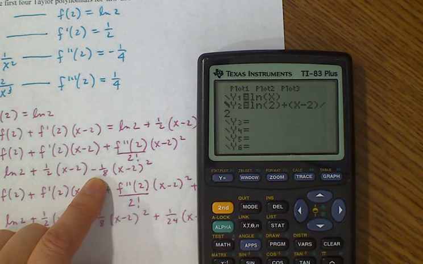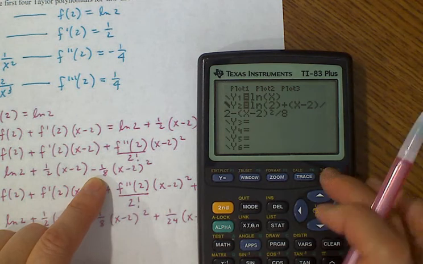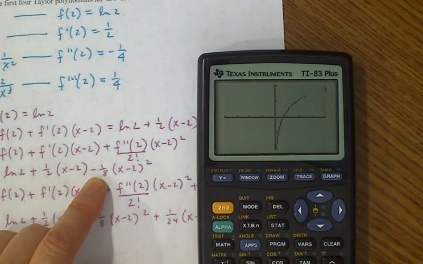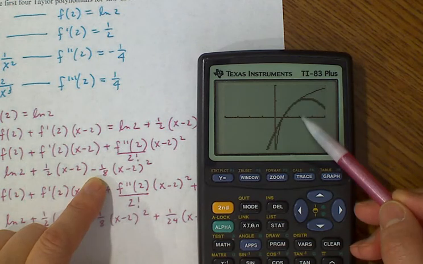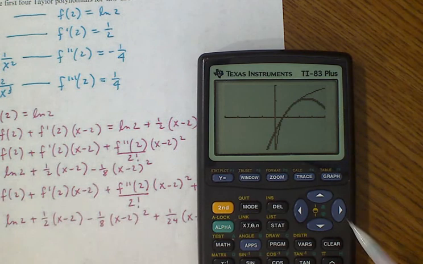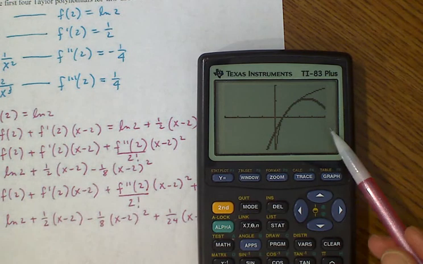So now I'm going to be subtracting quantity x minus 2 to the second power and divided by 8. Okay, so let's take a look at that one. And now you can see that it's getting even a little bit better. All right, so I'm not going to show you the third order, but it'll get even better than that.